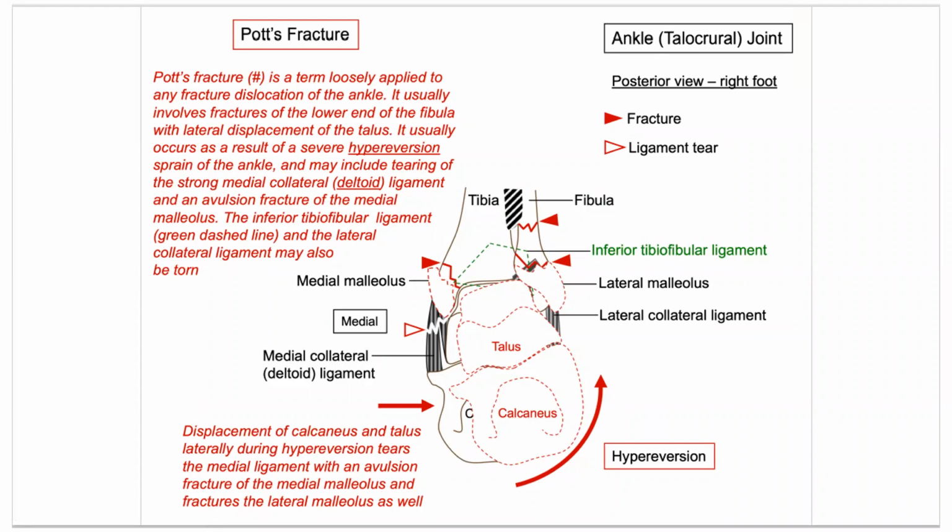Medial deltoid ligament. Perfect. The deltoid ligament is made of 4 ligaments. If you see hypereversion and they ask you which ligament is affected, it could be either deltoid or one of the 4 that make it up. Don't panic if you don't see deltoid; it could be one of the 4 that are making it.